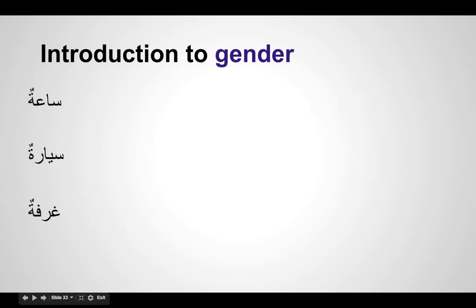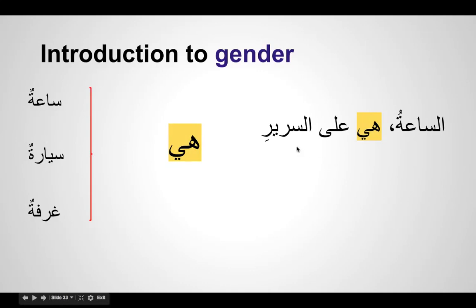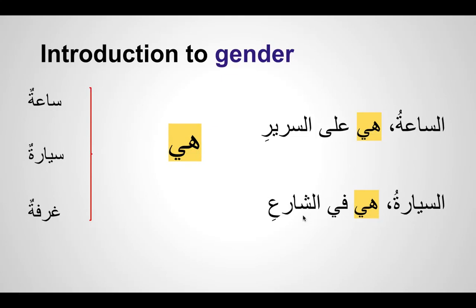If you use it for a female word, if you see here Taa Marbutah means all feminine words. Sa'atun means watch, sayyaratun means car, ghurfatun means room. These words will be referred to as hiya. So you say as-sa'atu hiya ala sariri, it is on the bed, the watch is on the bed. As-sayyaratu, the car, hiya fi shari', it is in the street. So this is how you use huwa and hiya in place of it.